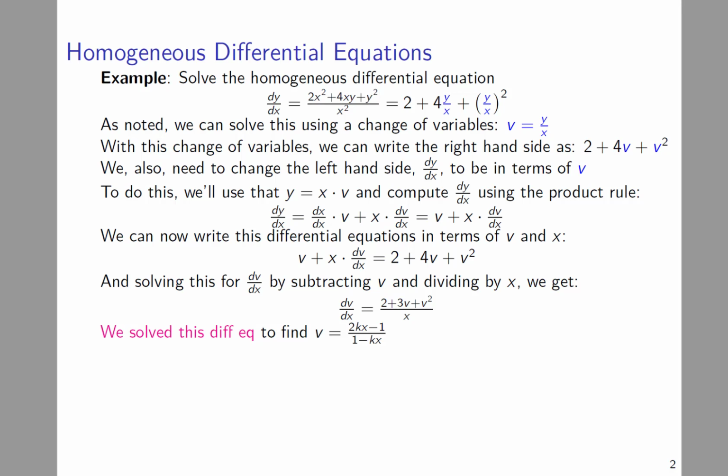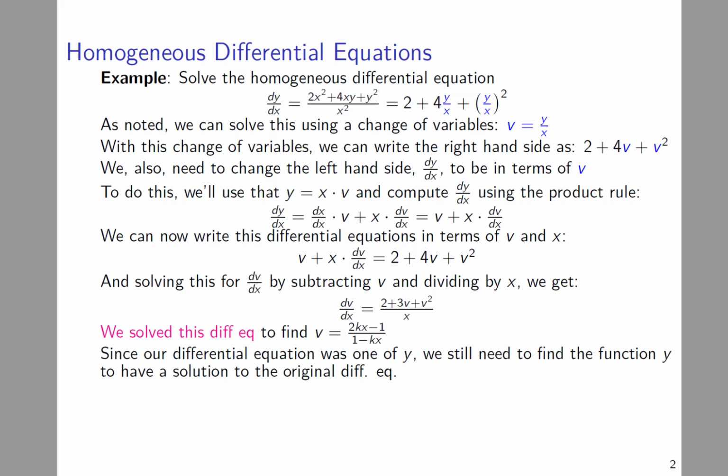In fact, we solved this separable differential equation in an earlier video to find that v equals (2kx minus 1) over (1 minus kx) for some constant k. So this gives us the function v, but our original differential equation was one of y. So we still need to find the function y that satisfies the original differential equation. To do this, we'll use that y equals x times v, and thus y equals x times (2kx minus 1) over (1 minus kx) for that constant k.